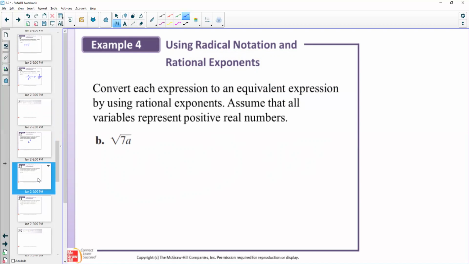This one is the square root of 7a. So I'm going to leave 7a together because they were both under the radical, and a square root is just the half power. All right. This one is different, isn't it? That one, the a is under the radical and the 7 is not. So it's just 7a to the 1/2, right?